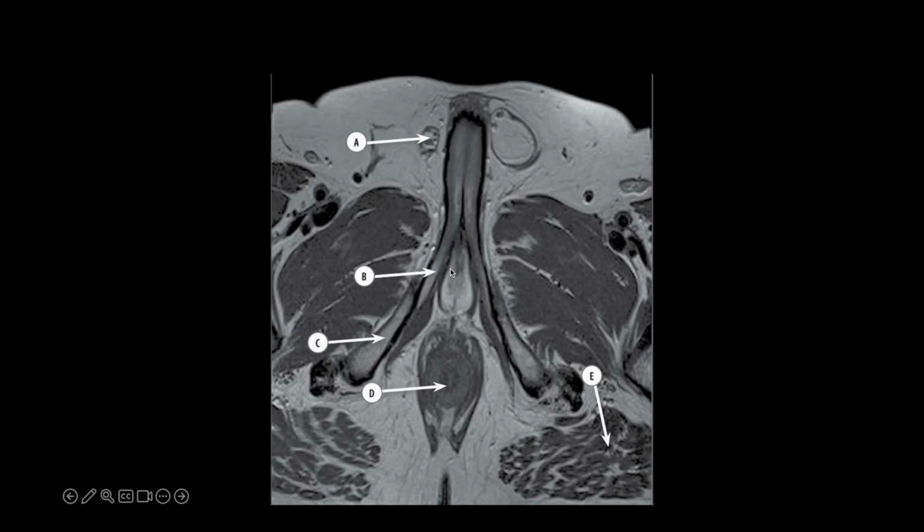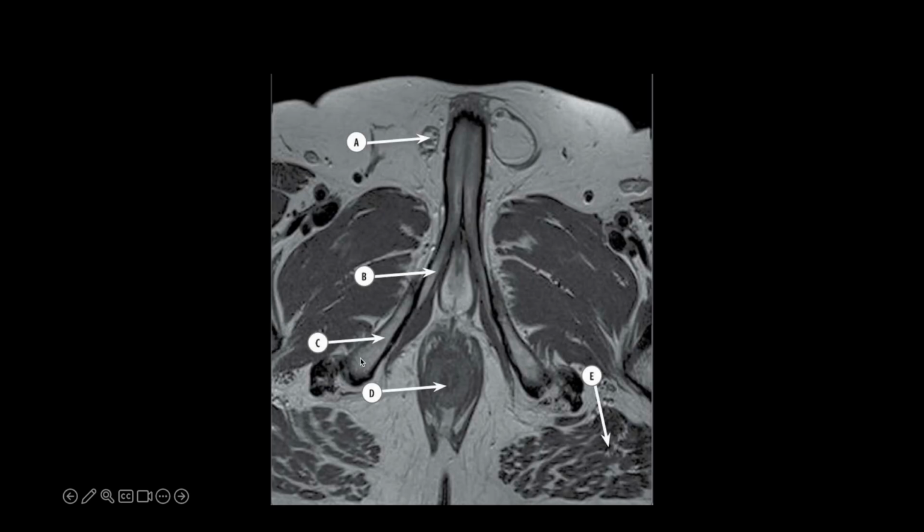B is the crus of your right corpus cavernosum. So this is the corpus cavernosum. When it gets past here, where it attaches is called the crus of the corpus cavernosa. The spongiosum is called the bulb when it attaches here.